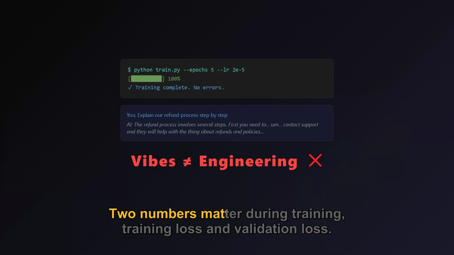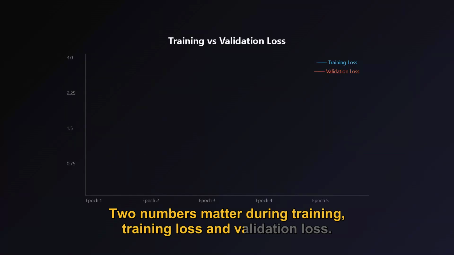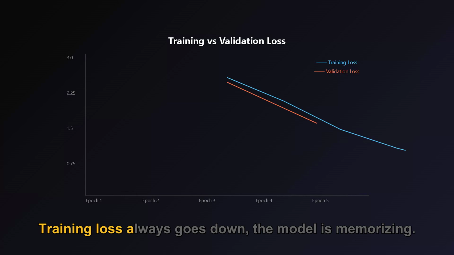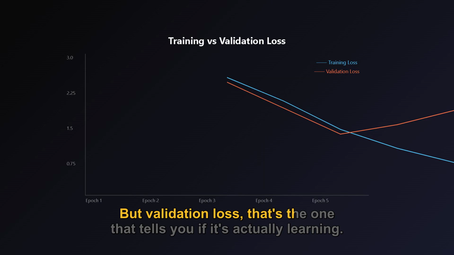Two numbers matter during training: training loss and validation loss. Training loss always goes down, the model is memorizing. But validation loss, that's the one that tells you if it's actually learning.